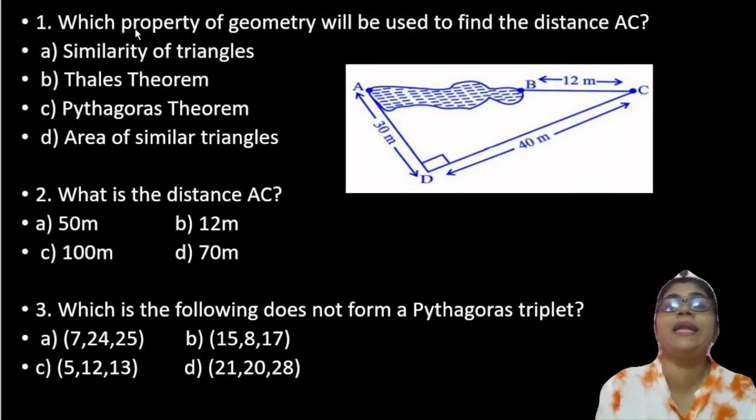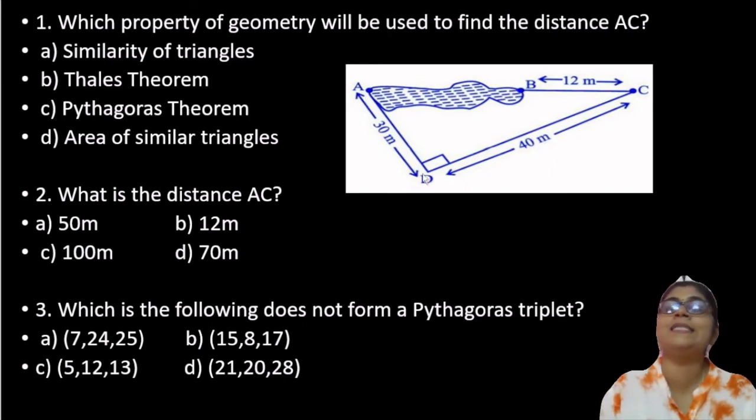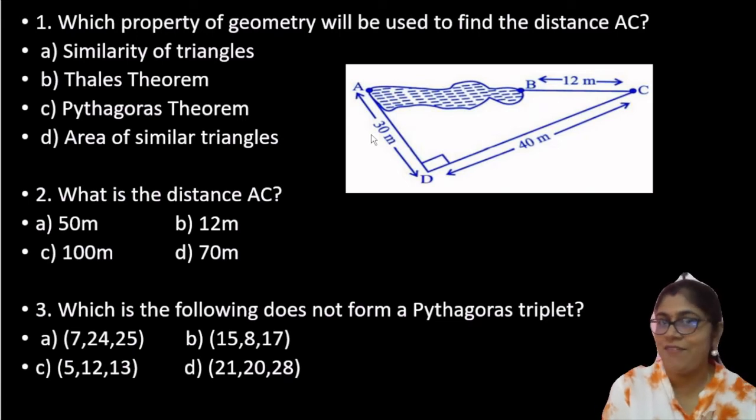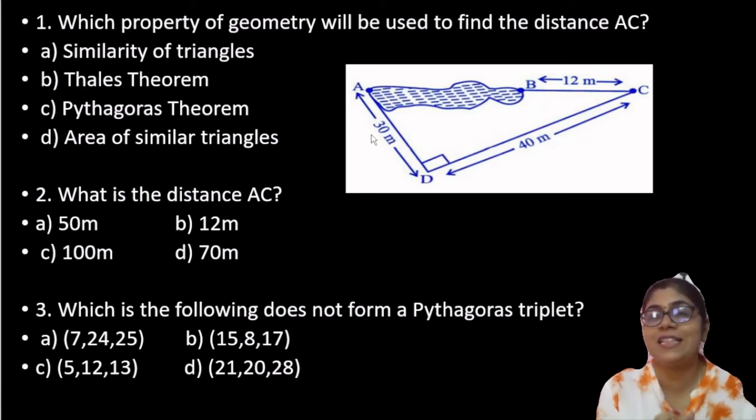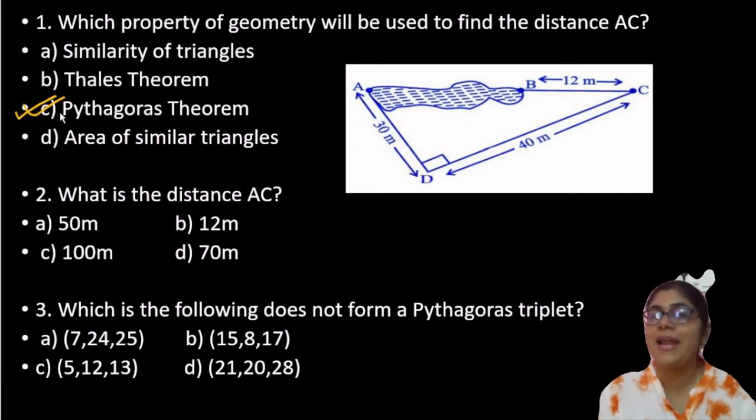Which property of geometry will be used to find the distance AC? This is a very simple question. We know as it is a right angle triangle, AD and CD length is given, and we can find out the length of AC with the help of Pythagoras theorem. So option C is the right answer here.